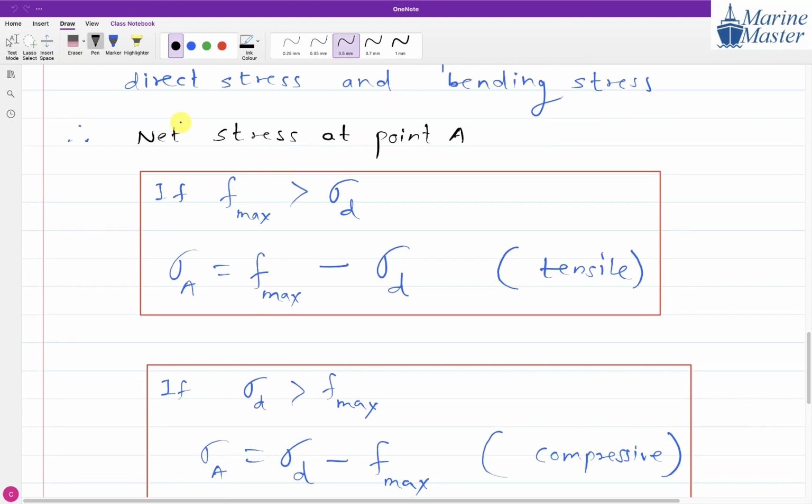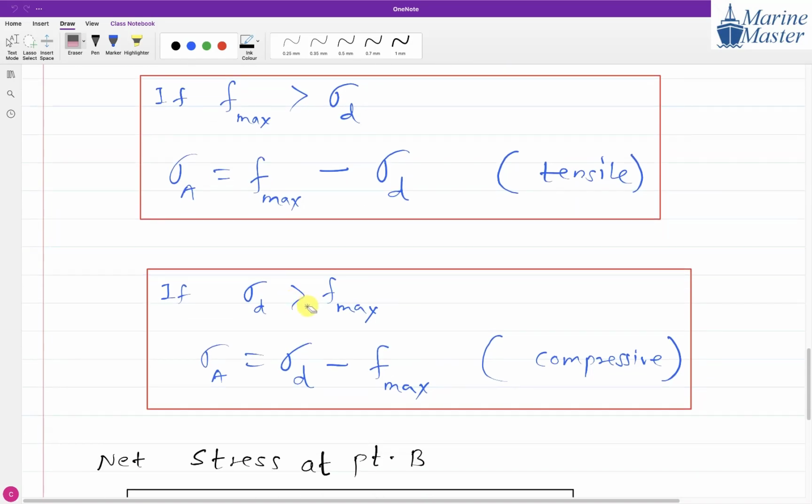If bending stress is higher, then the net stress at point A is F max minus sigma d, and the nature will be tensile. If sigma d is higher, then the net stress is sigma d minus F max, and the nature of sigma d will be applicable: compressive. Everyone getting my point?